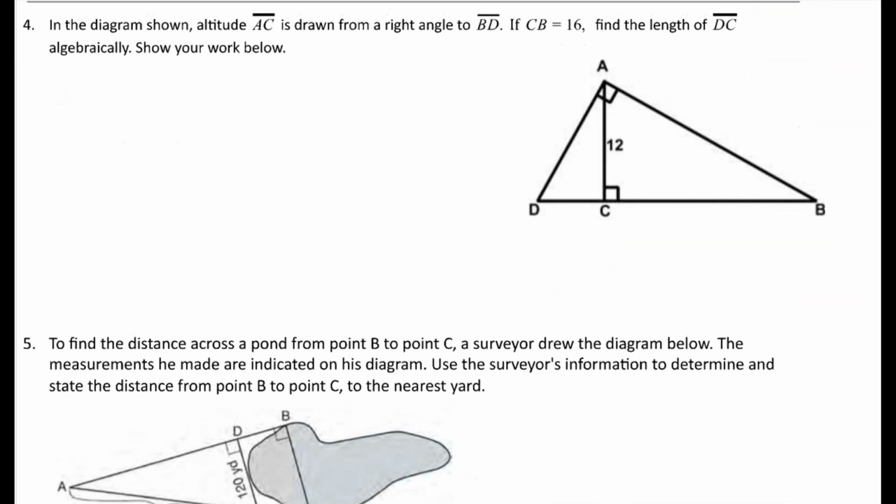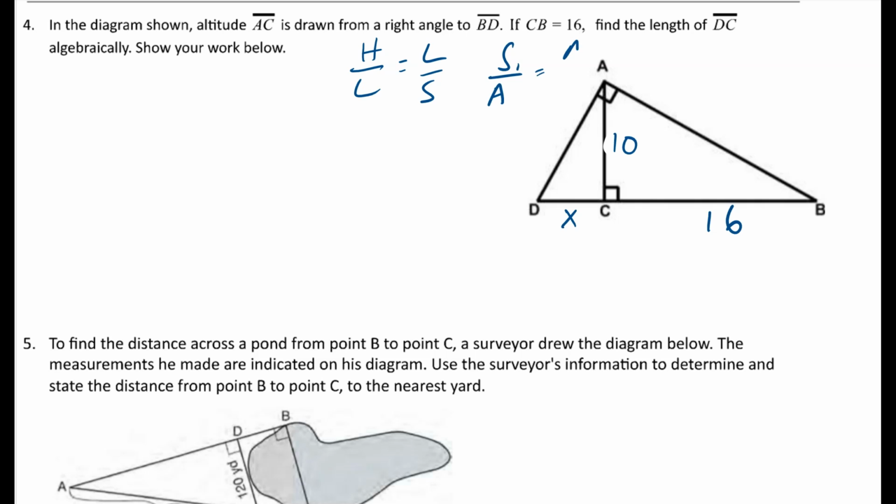For number 4, in the diagram shown, altitude AC is shown to form a right angle with BD. It gives me the length of CB, 16. I know the length of AC, I believe on your papers it's 10. And I want to find the length of DC. So this is a right triangle with an altitude dropped. So it's either going to be a Hills or a SAS problem.